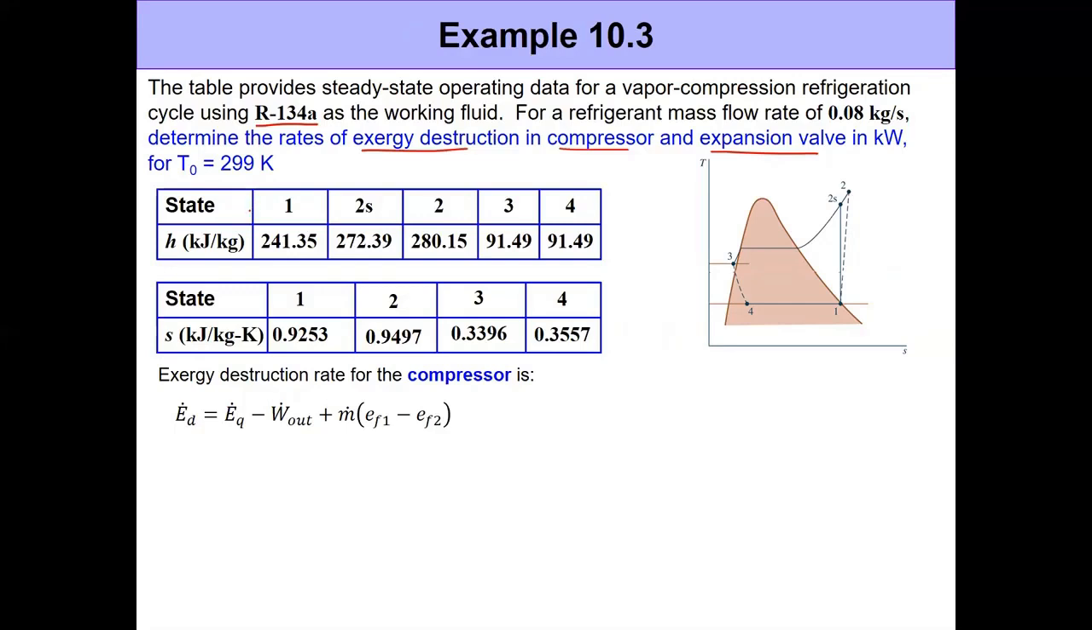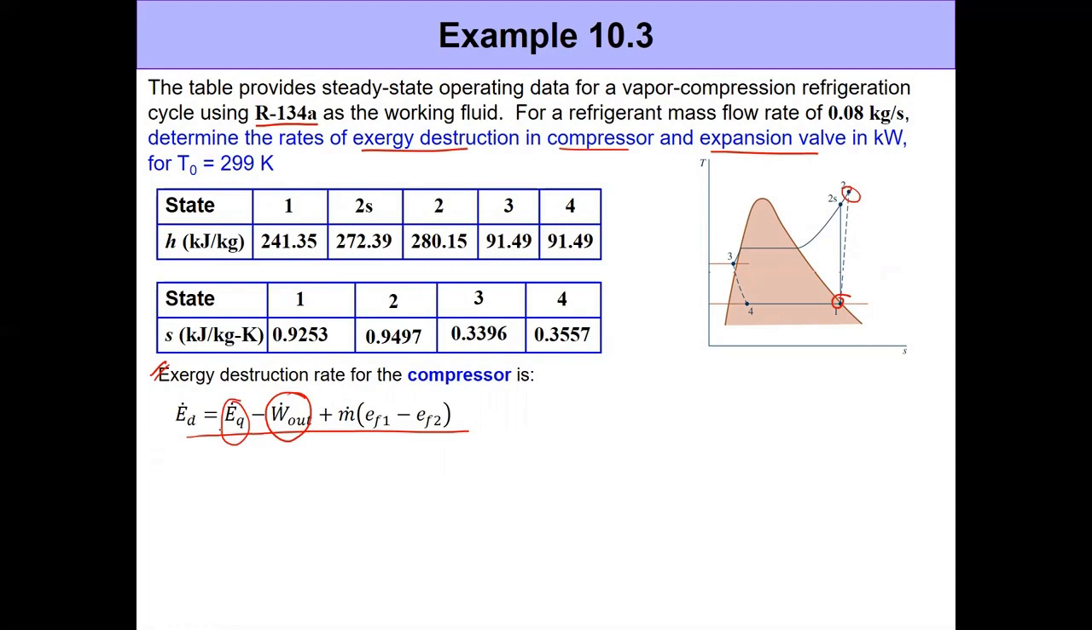So for this specific question, we have been again provided with the properties at all the states, 1, 2, 2s, 3, 4, and also the entropies at 1, 2, 3, and 4. So let's start with calculating the exergy destruction for the compressor. Now, the general formula for exergy destruction is given in this manner. The exergy destruction is equal to the exergy transfer associated with heat transfer minus the work output plus m dot times the change in the specific flow exergy, right? So EF1 minus EF2. This is what we need for the exergy destruction rate for the compressor, because it's going from state 1 to state 2.